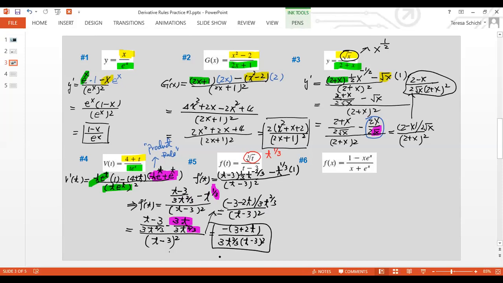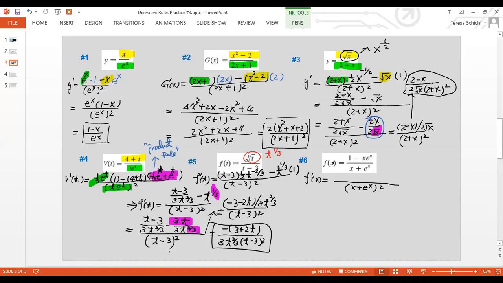All right, okay. So now let's take a look at problem number 6 here. Number 6 looks pretty complicated, right? So let's take a look. So f prime of x here. Basically, what you do here, you square the bottom.